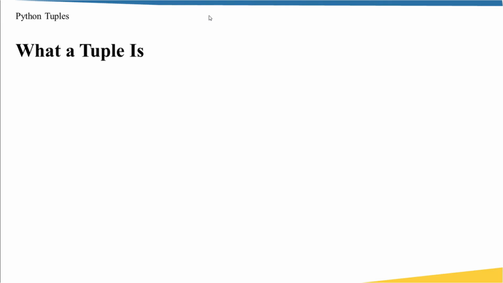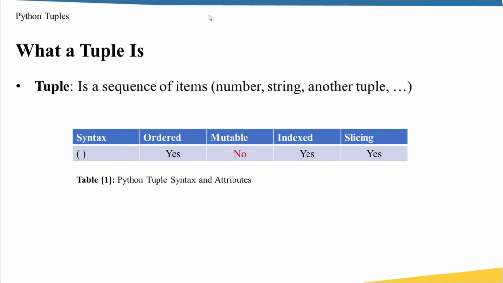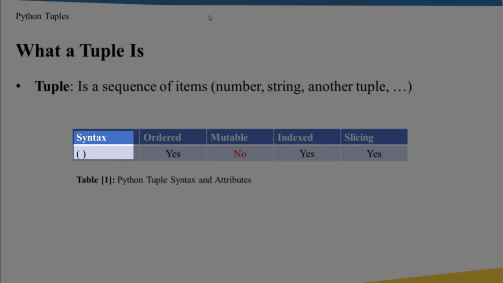Let me start by defining what a tuple is. A tuple is a sequence of items, and an item could be a number, a string, another tuple, a list, or any other supported object in Python. Let's see now the details of the tuple. First of all, the syntax. In order to define a tuple, you have to use parentheses, as you see here.